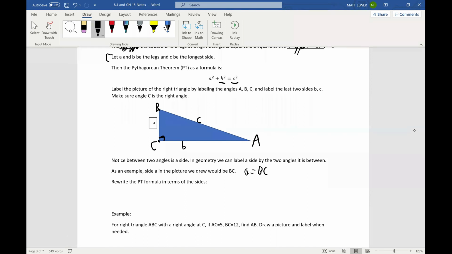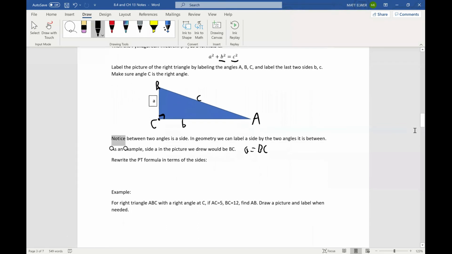Okay. So what we want to do now is we want to rewrite this Pythagorean theorem up here, and we want to rewrite that in terms of sides labeled BC or AC or AB, right? So we want to label them. So I'm going to finish out. I'm going to say that side B, that's represented by AC, right? Or CA. It doesn't matter. The order doesn't matter in this case. So I'm just going to say it's AC, and then C is represented by AB.